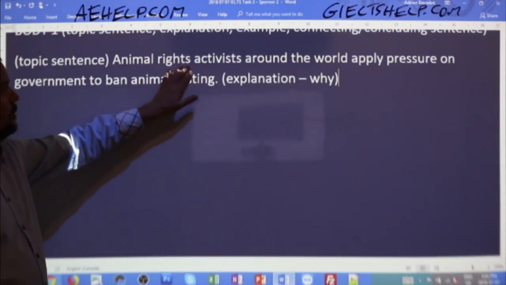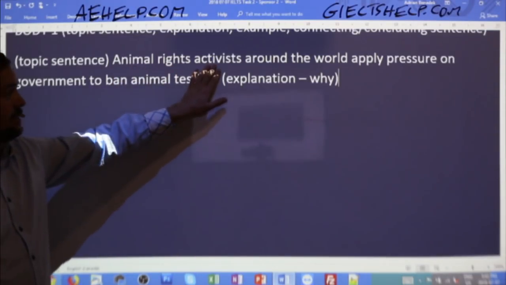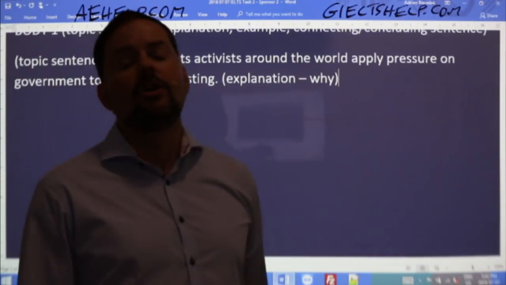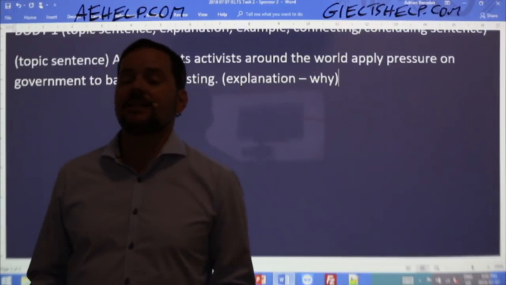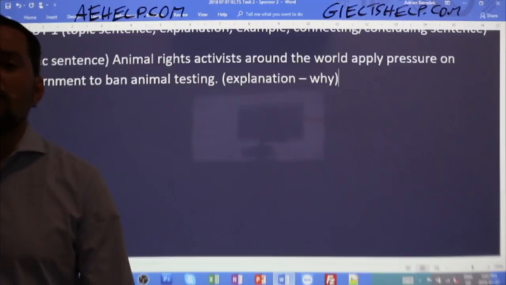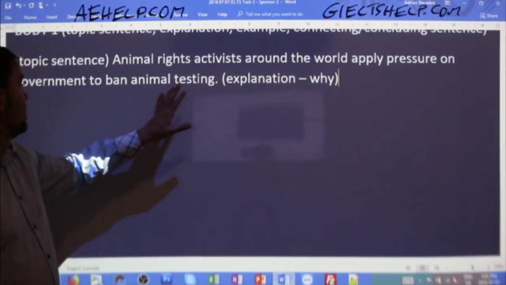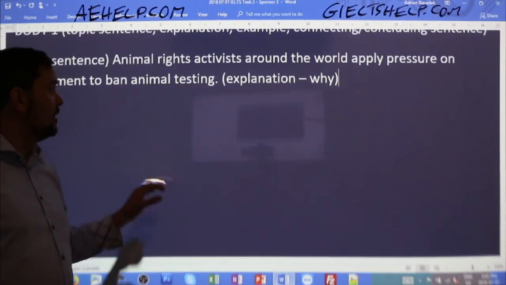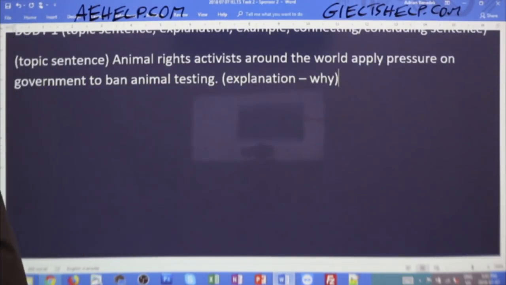So animal rights activists, okay? They're called animal rights activists. Those are the people who advocate, argue for the benefit of animals, protecting animals' habitats, not using them in testing, and so on. Okay, so we've given this topic sentence. Around the world, apply pressure on governments to ban animal testing. So they pressure the governments to stop this kind of animal testing. Okay, Amanjad, good.